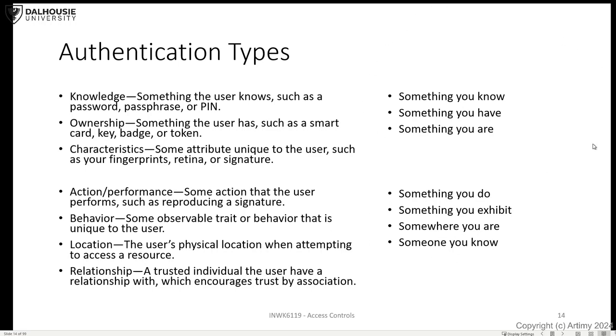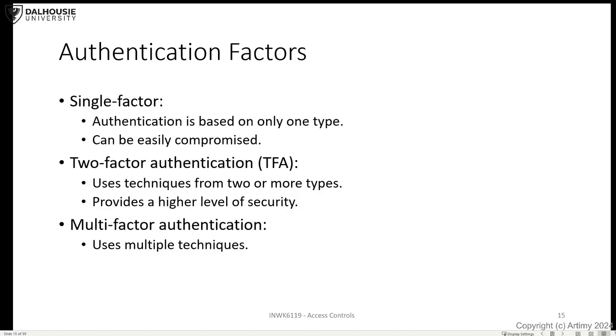So you can remember these things by something you know, something you have, something you are. These are the main three. And then something you do, something you exhibit, something you are, something you know, or someone you know. These authentication types can be mixed. If we use just one of them, a password for example, we call that single factor authentication, right? One type and that's it.